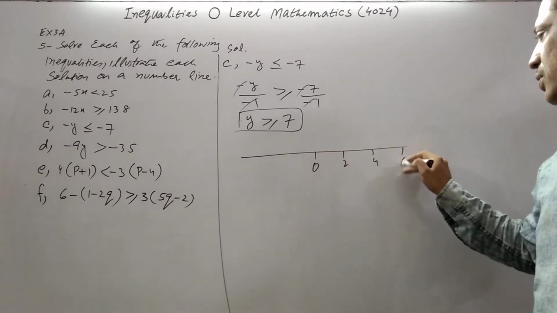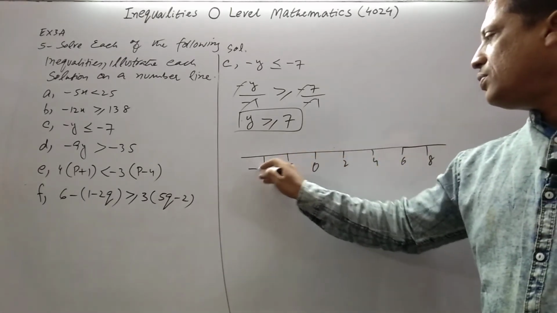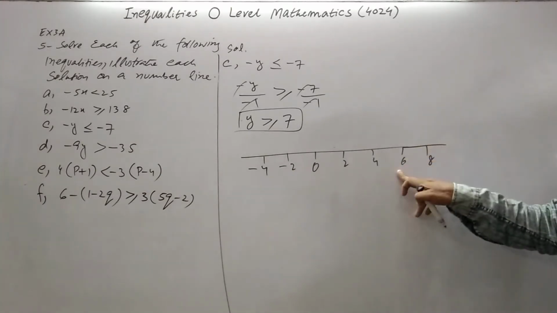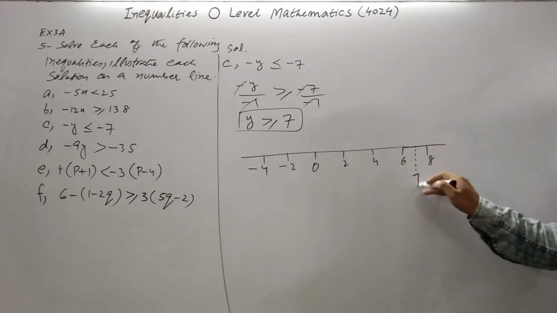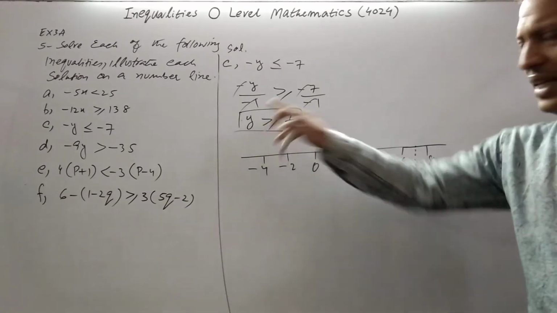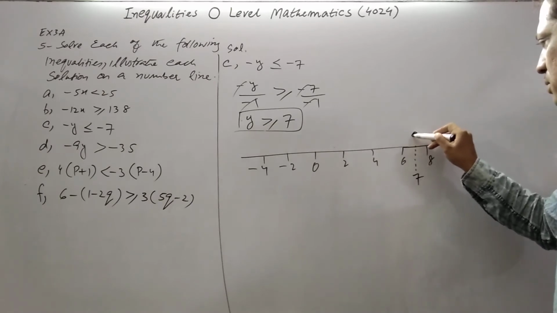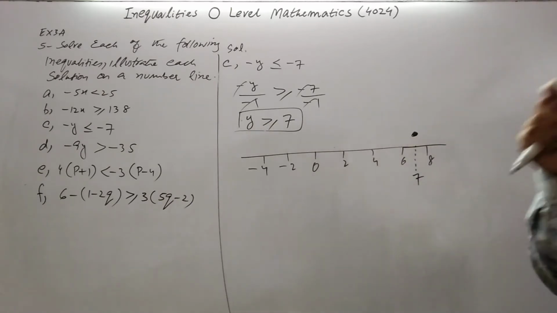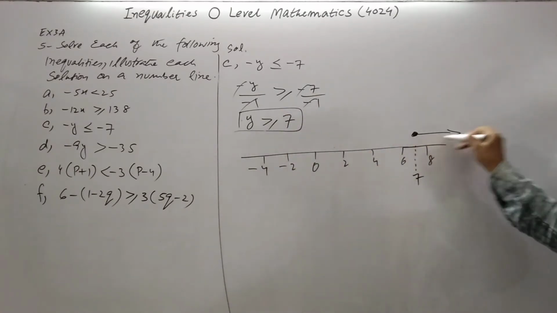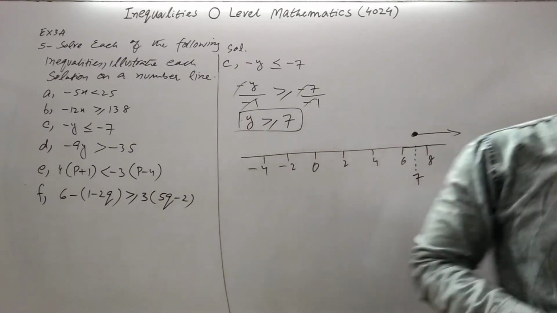What is the number line? 2, 4, 6, 8, minus 2, minus 4. The answer is 7. Where is 7? Exactly in the middle of 6 and 8. Now, there is the greater than sign, so we should draw a filled circle because there is a greater than or equal sign, and the arrow direction is to the right hand side because of greater than. I hope you understand. Next part.